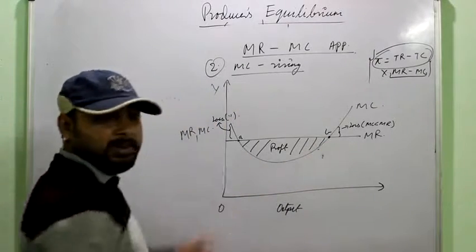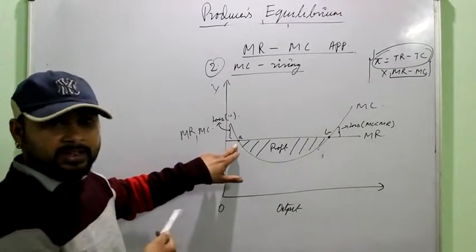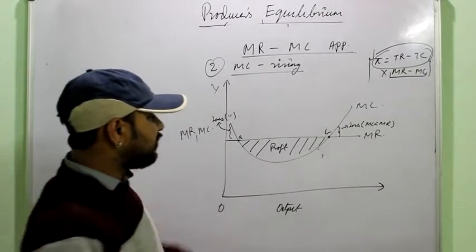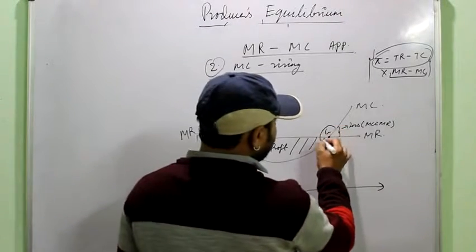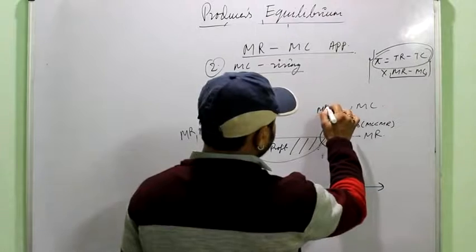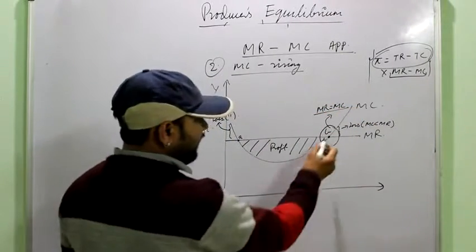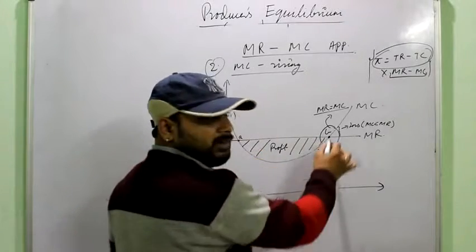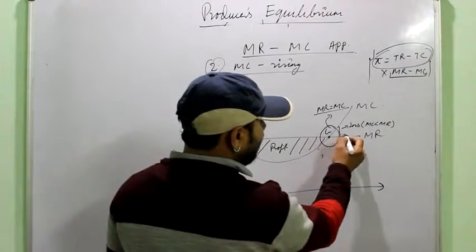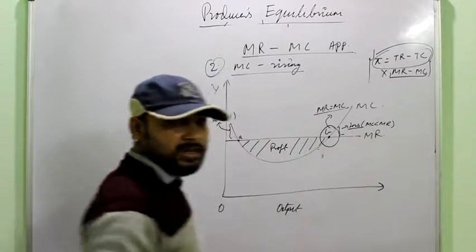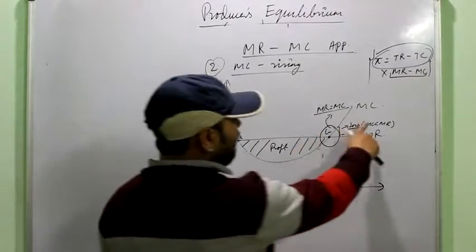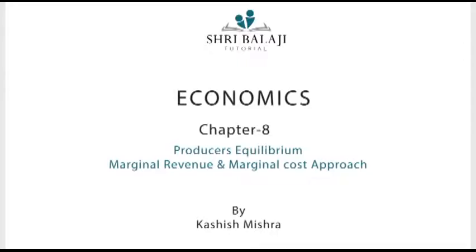This cannot be equilibrium because he has not even earned 1 rupee till this point, right? Profit starts from here. Another point where MR is equal to MC. But here he has earned the whole lot of profit. The whole part has been completed, and now again what will start? Loss will start, or you can say again MR will become less than MC.